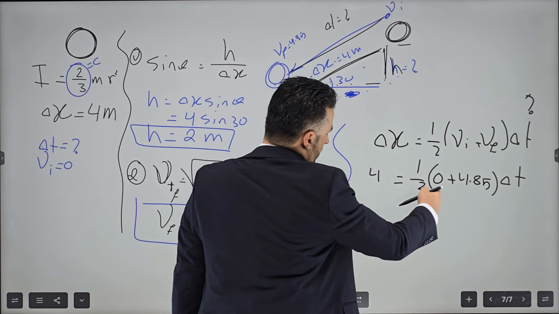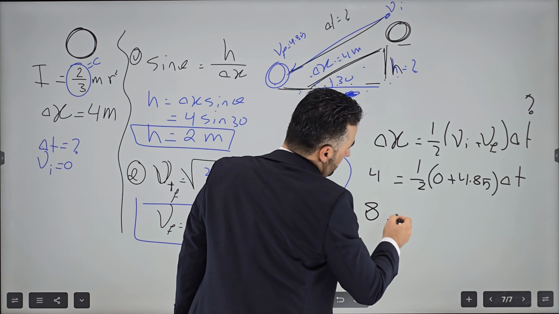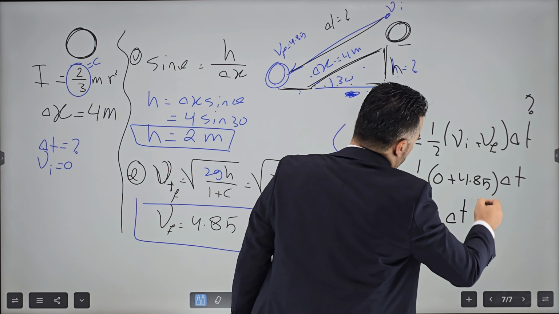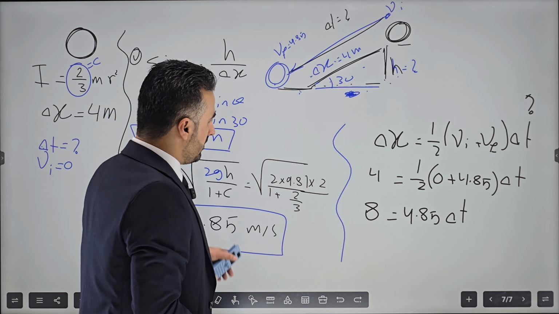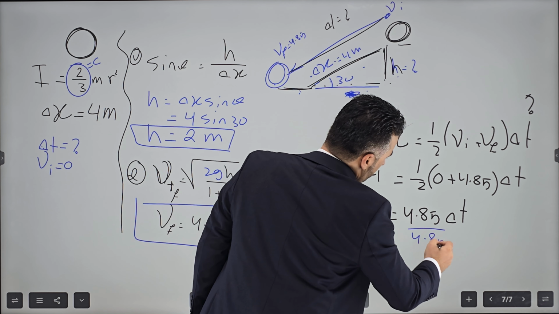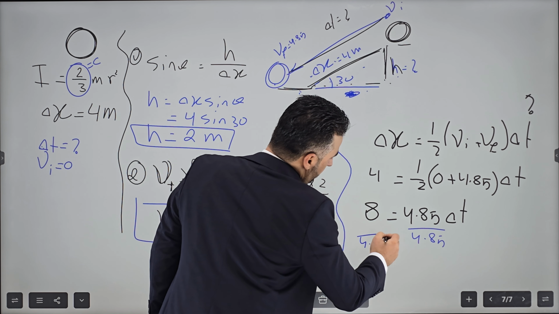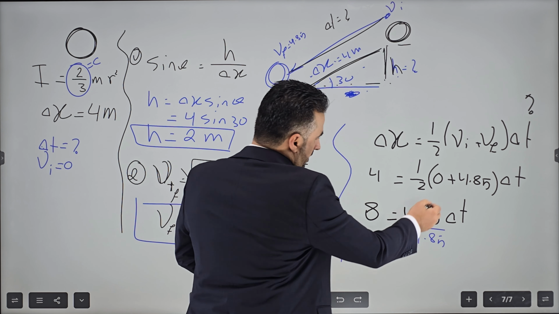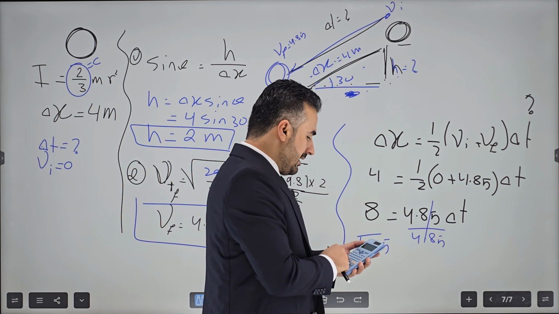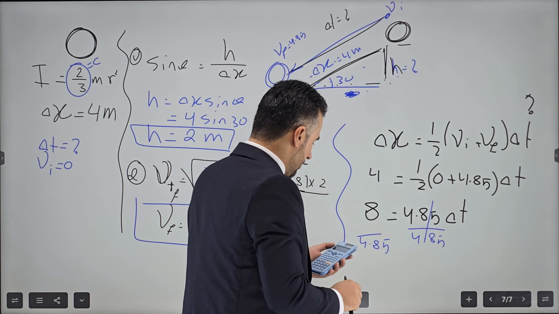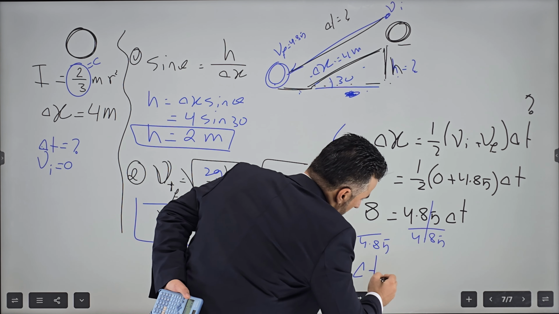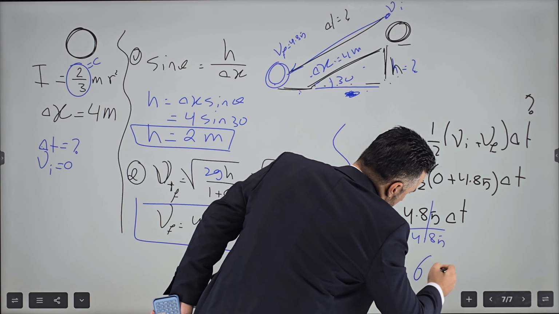So you could cross multiply this 2, that would be 8. It is equal to 4.85 delta t here. So how do you find delta t now? Divide both sides by 4.85. These two obviously cancel out. 8 divided by 4.85, the answer is equal to 1.6 seconds. So delta t is equal to 1.6 seconds.